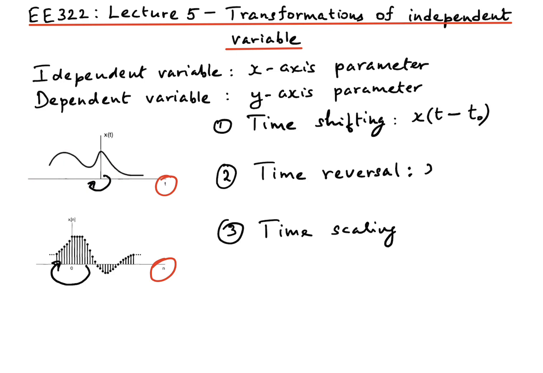Similarly, time reversal is basically x of minus t. So whatever is x of t, we are going to reverse the time by putting minus t in place of t. So basically the time axis is going to be reversed. It's like rotating this time axis about the origin, so that the positive t comes to the left hand side and the negative t comes on the right hand side. So that's basically the mathematical representation for time reversal.